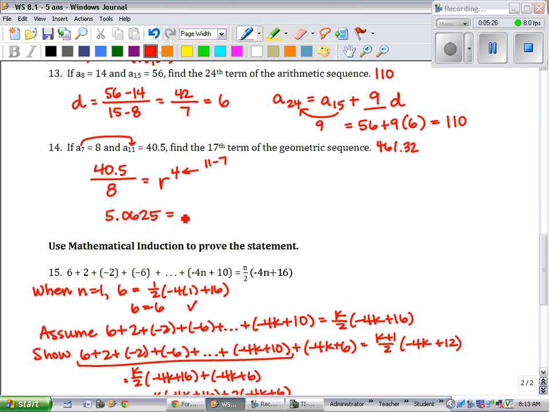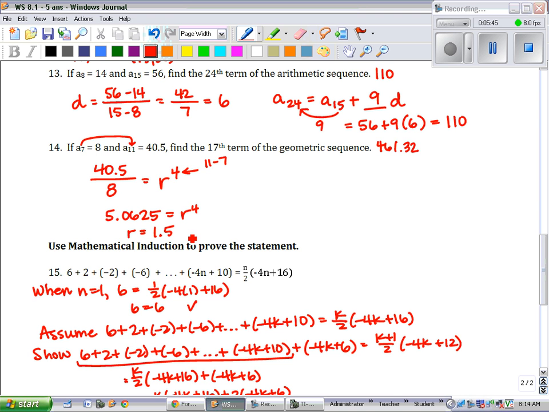5.0625. So that is R to the 4th. So then we want to do a 4th root. What's R? 1.5. Although technically it could be plus or minus 1.5. We don't care. We don't care? No. We should always care.